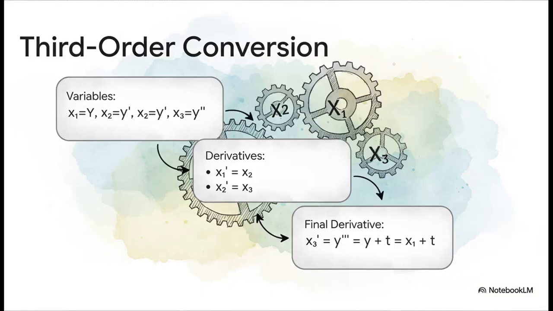It's a third-order problem, so now we just need three variables, x1, x2, and x3. The derivatives are just as simple as before. x1 prime is x2, and x2 prime is x3. And for that final derivative, x3 prime, we just rearrange our original equation to solve for y triple prime. That gives us y plus t, or x1 plus t. See, the recipe scales up perfectly.